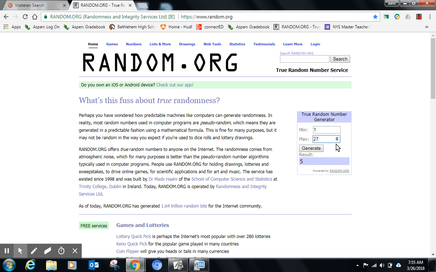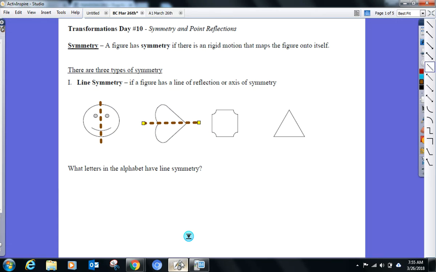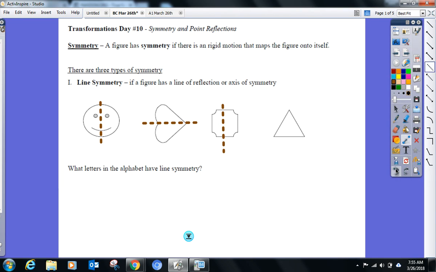Let's get back to work. 5. The diagonals, absolutely. All right.